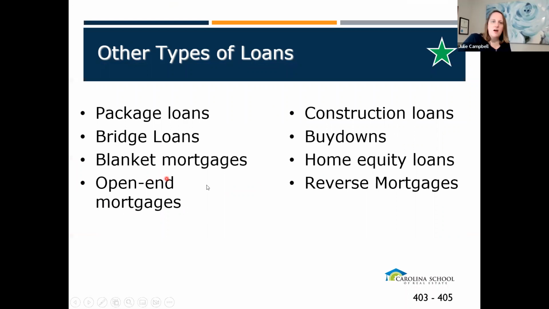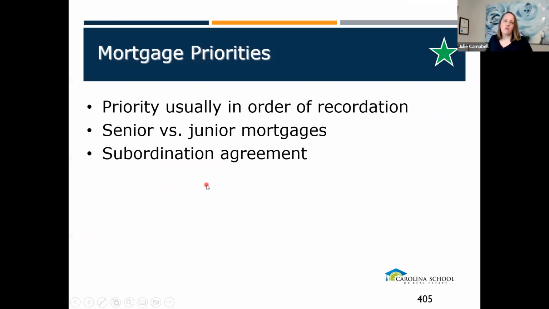Okay. Talking next about mortgage priorities. We've talked about lien priorities, and mortgage priorities fall in the same category. We know that liens are paid in the order in which they were recorded, except for the mechanics lien, which is paid in the order in which it began.